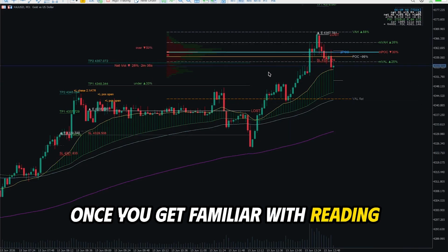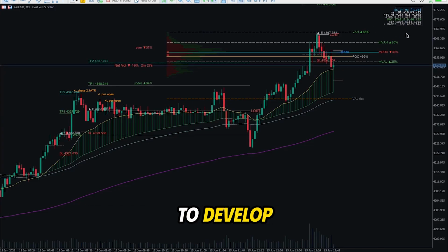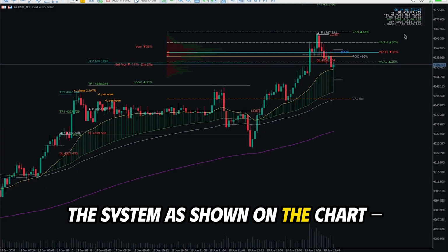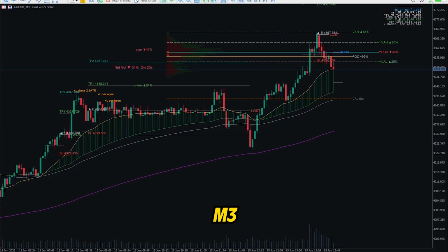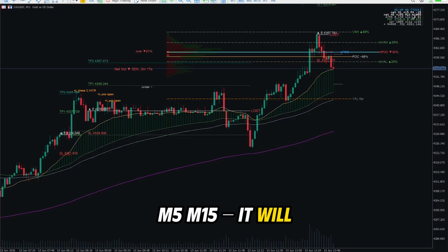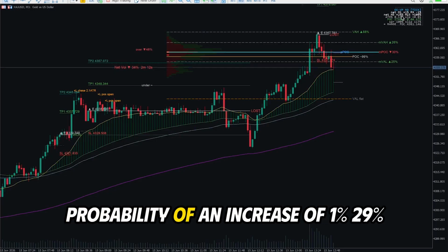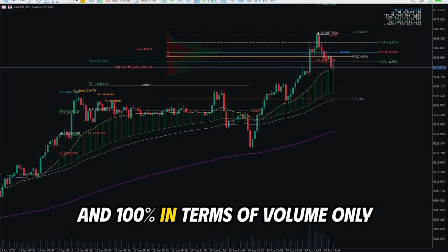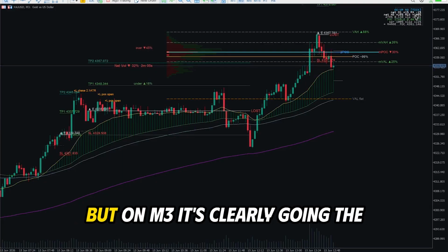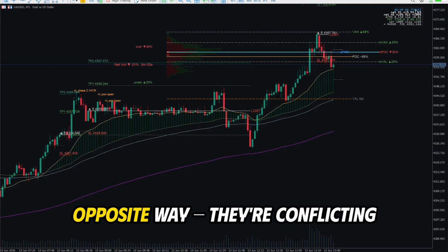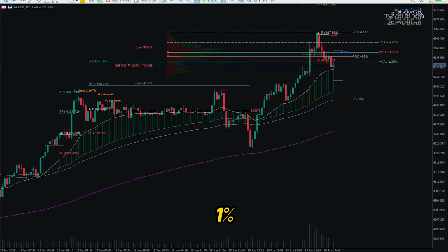Once you get familiar with rigging this chart and these parameters, the parameters I'm currently using in the system as shown on the chart, let me also briefly mention that on M1, M5, M15, it will pre-calculate for you the probability of an increase of 1%, 29%, and that's quite attractive for buyers. But on M3, it's clearly going the opposite way. They're conflicting here, so it's currently down about 1%.